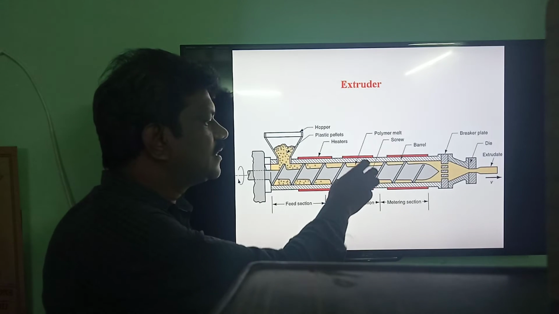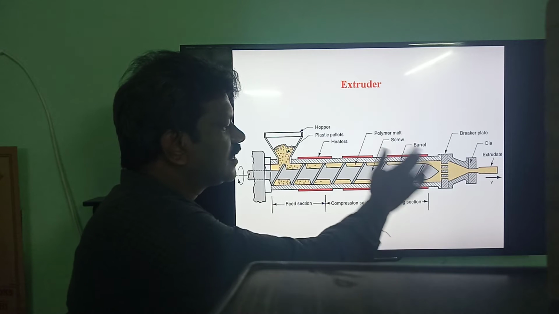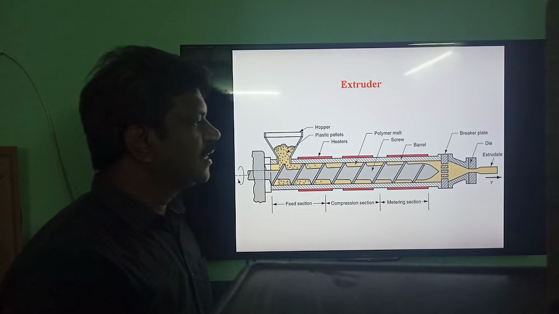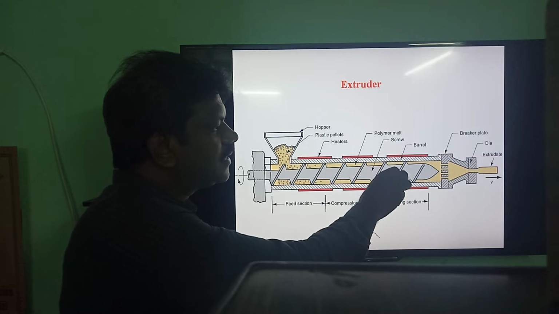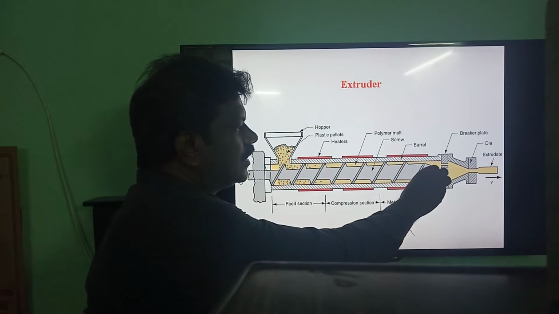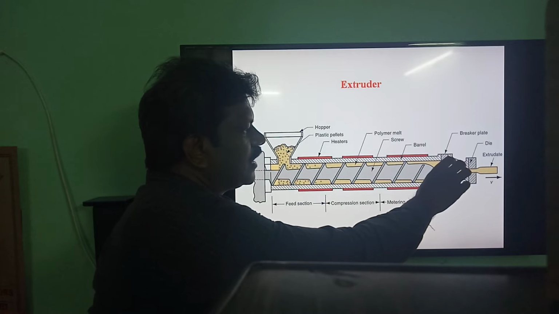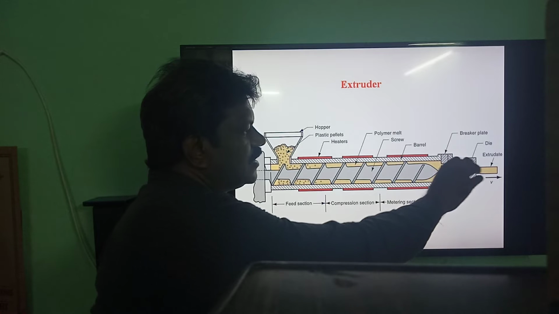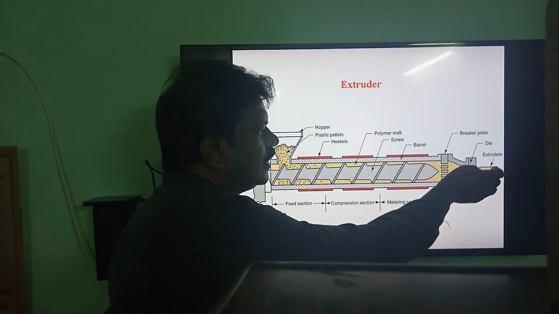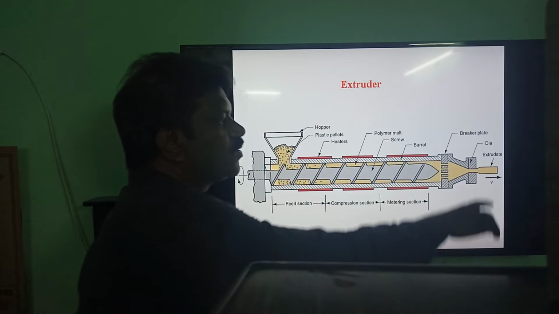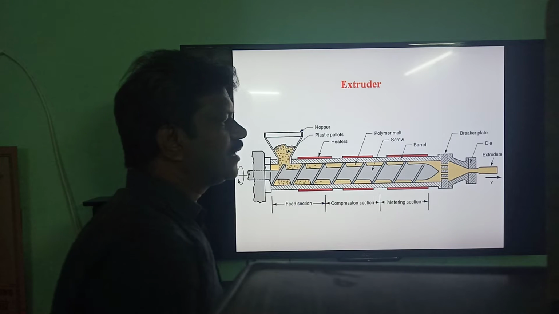Now this molten plastic comes to the 3rd section, known as the metering section. In the metering section, the molten plastic is compressed again and projected to a particular point. Here we have the convergent portion, so that the velocity of the molten plastic increases and it comes to the die. From this die, the material is extruded. The extruded product is called the extrudate.